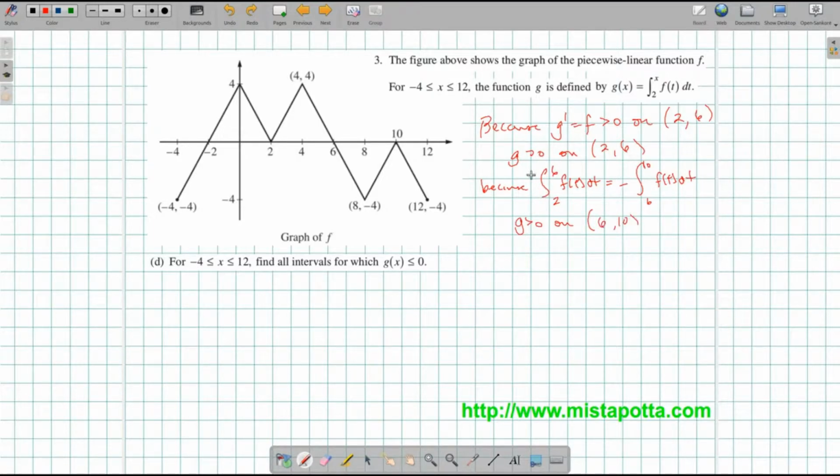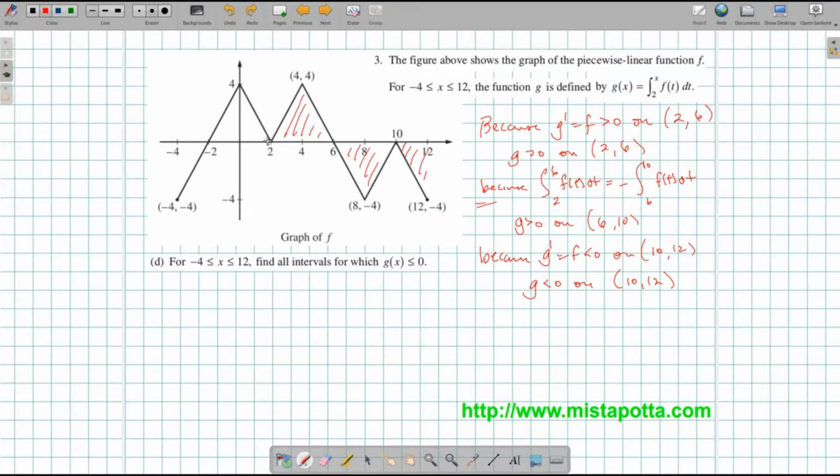I need to put some type of justification here because I need to make sure that I can explain how this area plus this area gives us a 0. And so that means that the integral from 10 to 12, because it's completely below. So because g prime equals f is less than 0 on the interval 10, 12, g is less than 0 on the interval 10, 12.